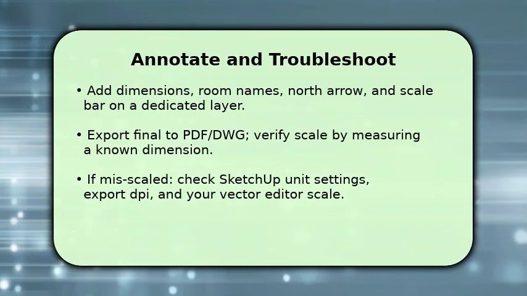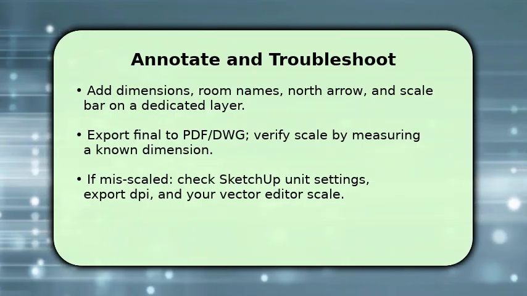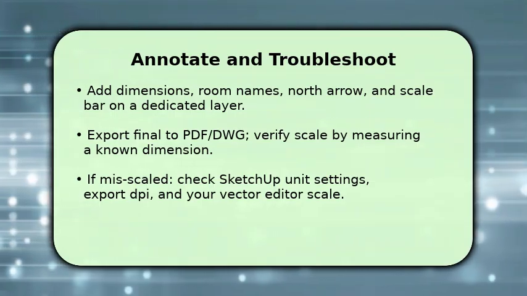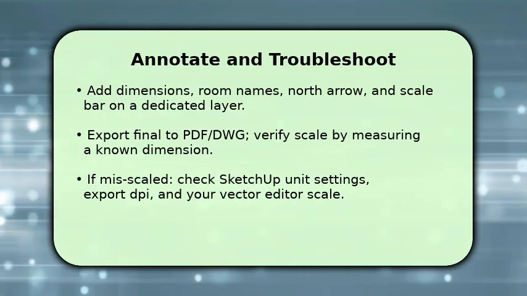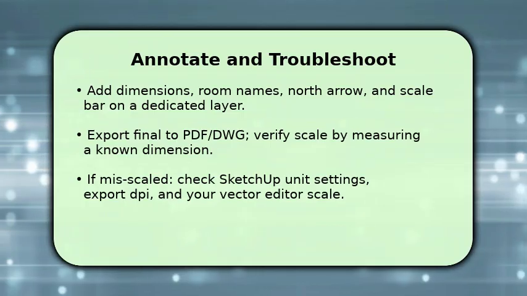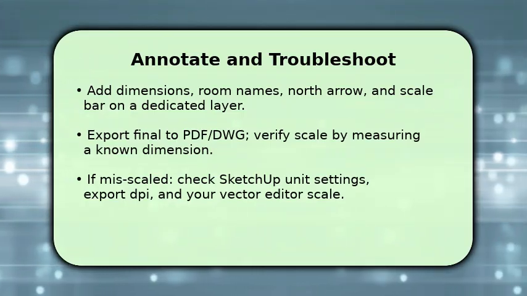If the plan is misscaled or distorted, check Sketchup unit settings, confirm you used parallel projection, and verify export DPI and vector editor scaling. If lines are missing, recheck hidden layer visibility and grouped component nesting.